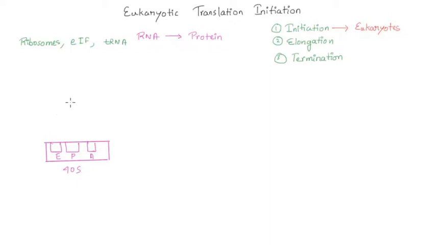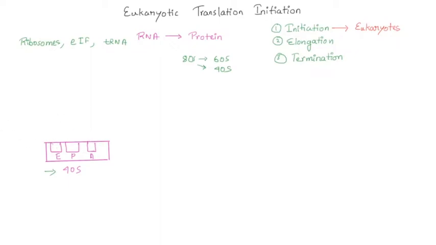Now, there are 2 independent events that occur during the initiation process. The first independent event that occurs is the preparation of the small subunit of the ribosome. Let's say this is the small subunit of the ribosome. We know that the eukaryotic ribosome is 80S and the larger subunit is 60S and the smaller subunit is 40S. So preparation of the smaller subunit, that is the 40S, is the first independent event that occurs.